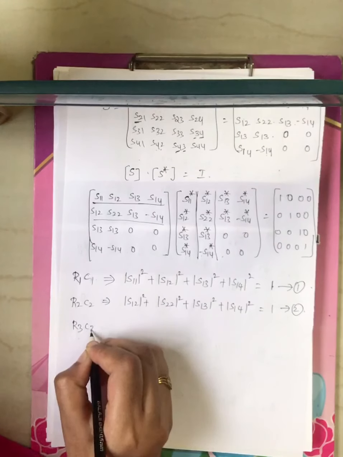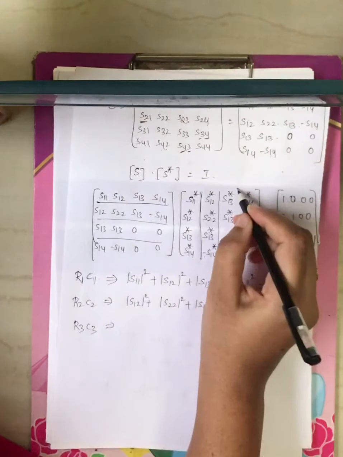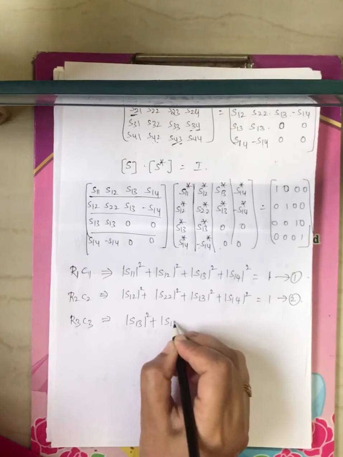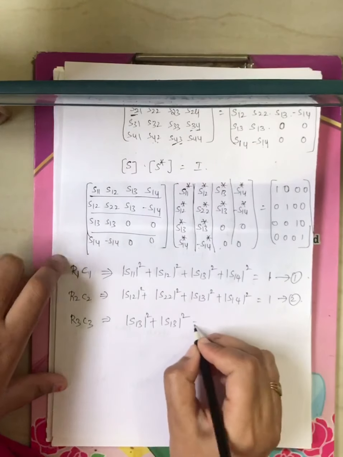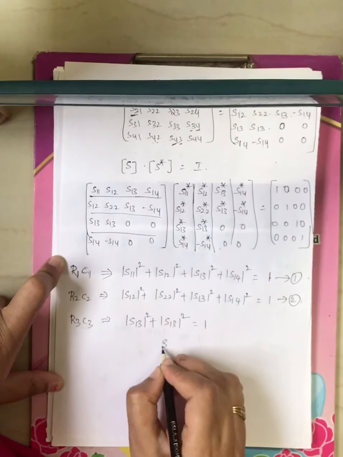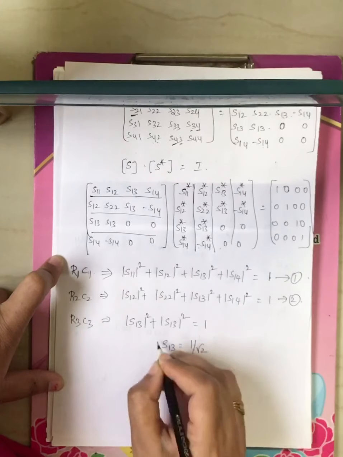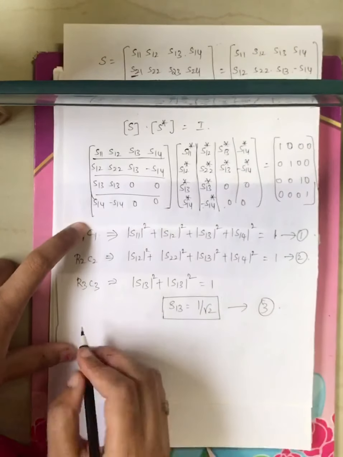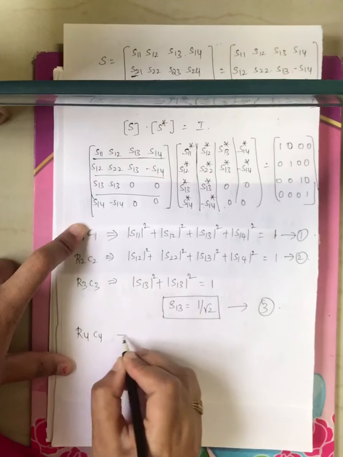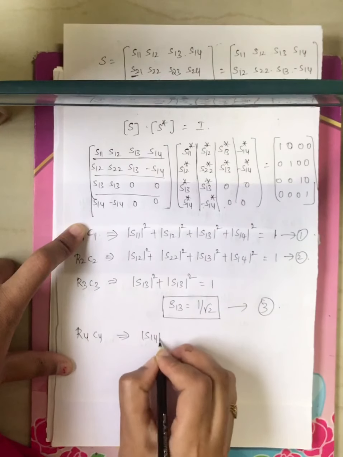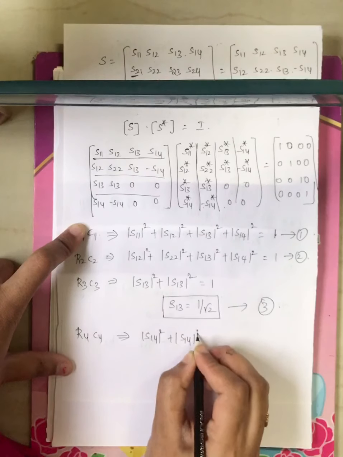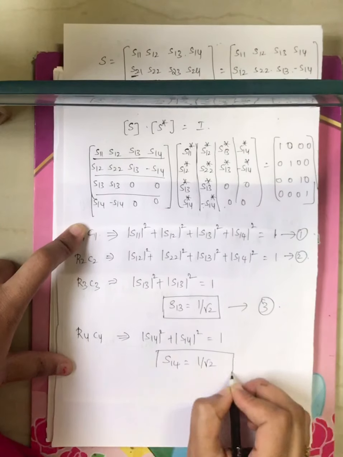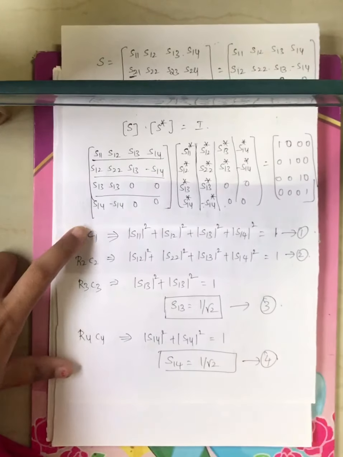Now R3 C3, if I multiply row 3 with column 3, what you will get? Mod S13 square plus mod S13 square equals 1. From this equation, S13 you will get as 1 by root 2. This is your equation number 3. Similarly R4 C4: mod S14 square plus mod S14 square equals 1. Now S14 value you will get as 1 by root 2. Represent it as equation number 4.